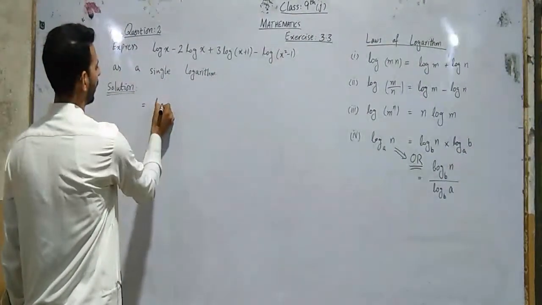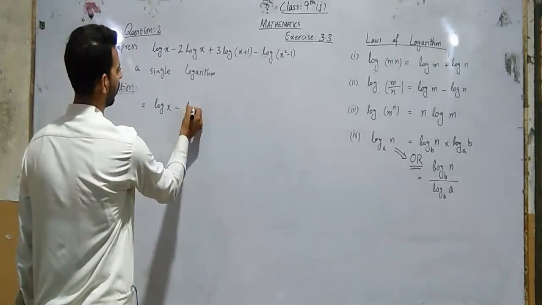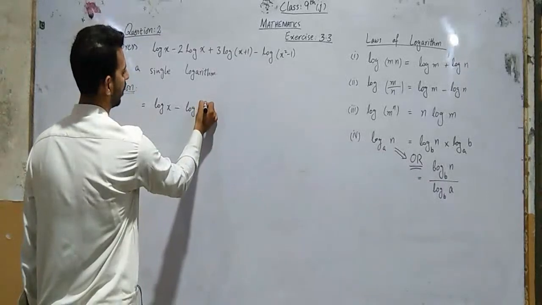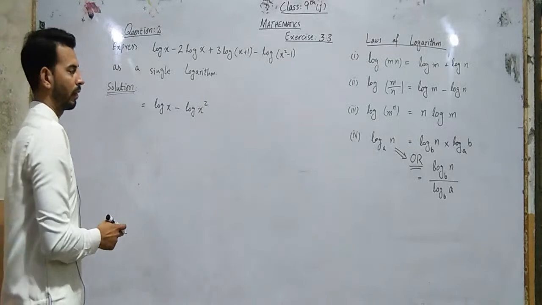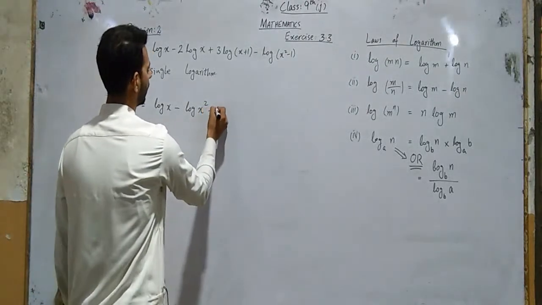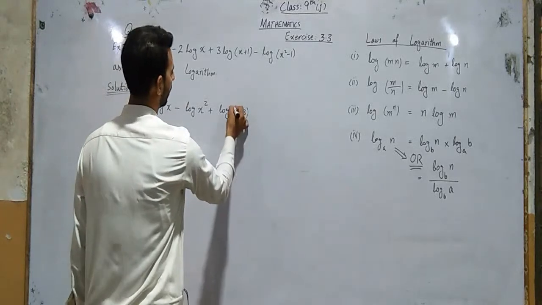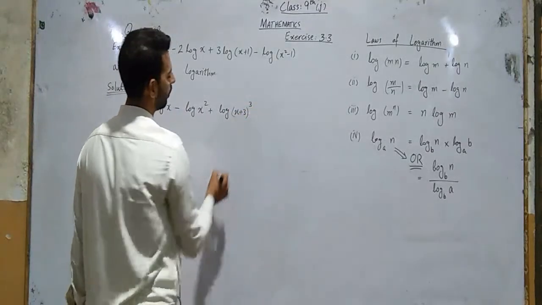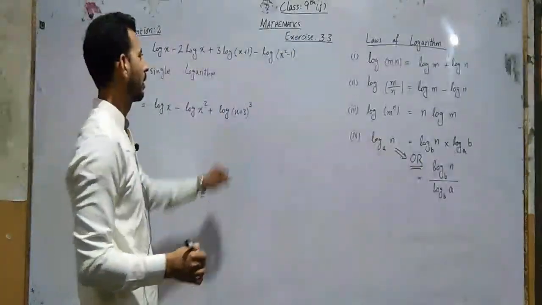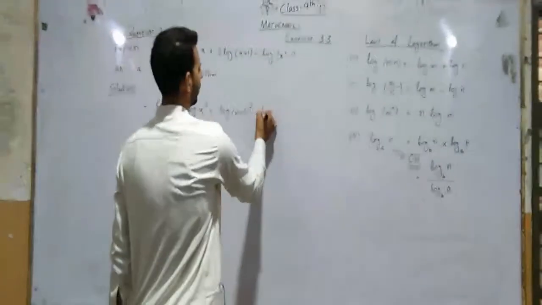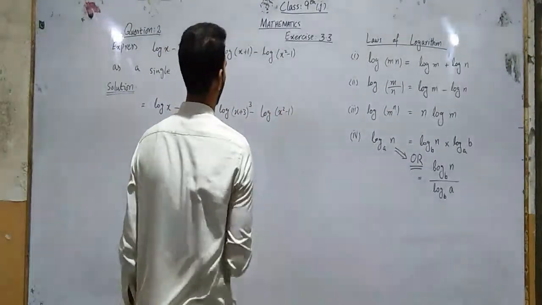So log of x minus log of x raised to power 2. So 2 will become the power of x, plus log of x plus 3, and 3 will become the power of x plus 1, minus log x squared minus 1.